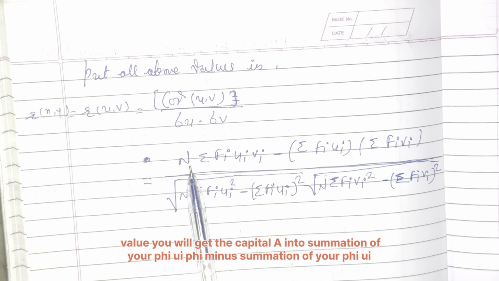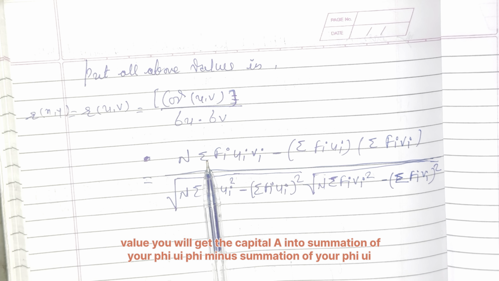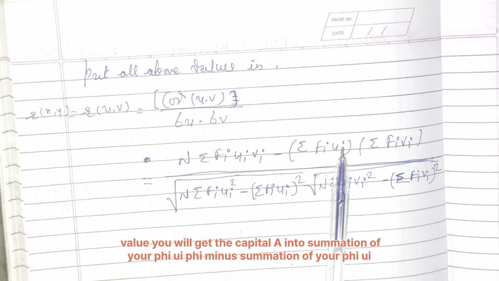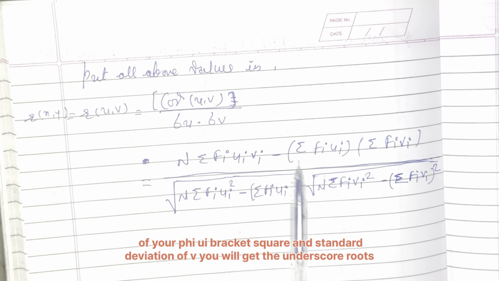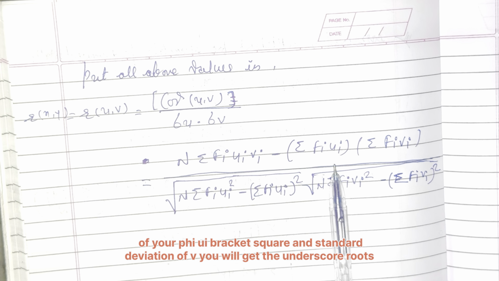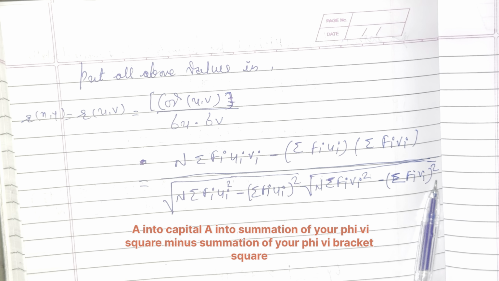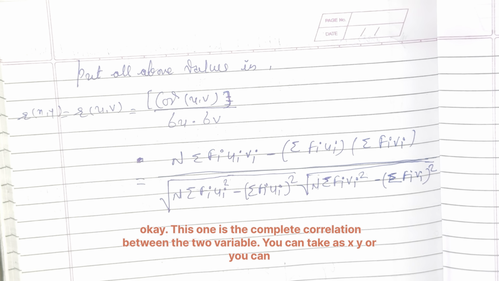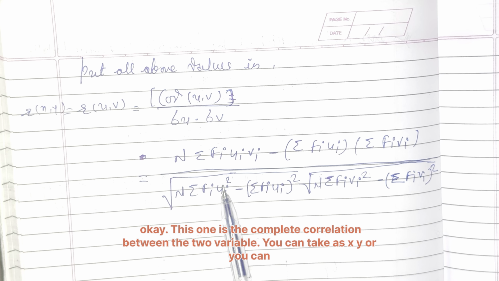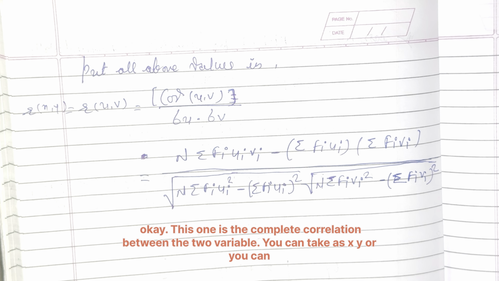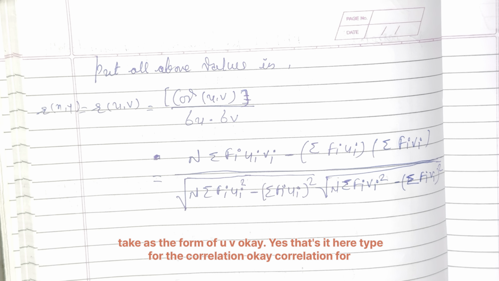After replacement of the values, you will get capital N into summation of fi ui vi minus summation of fi ui into summation of fi vi. Standard deviation of u, you will get under square root n into summation of fi ui square minus summation of fi ui bracket square. And standard deviation of v, you will get under square root n into summation of fi vi square minus summation of fi vi bracket square, okay. This one is the complete correlation between the two variables. You can take it as xy or you can take it in the form of uv, okay.